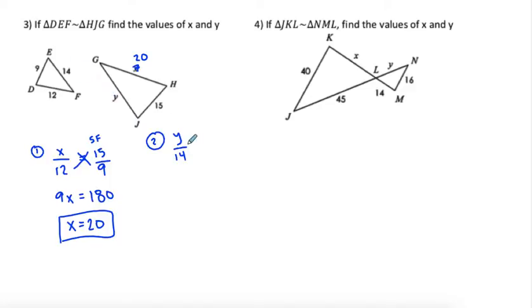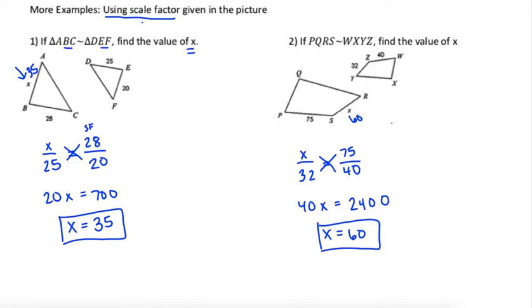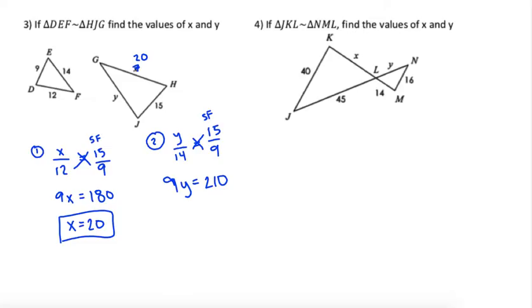I've already set up the y goes with 14, and now I'm going to use that same scale factor again. 15 goes with 9. This is my scale factor. I can use it to find any missing sides because they're all going to be equal to that. Cross multiply, I get 9y equals 15 times 14, 210. And divide by 9, and I get 23.333333. Check directions here. It should be maybe round to the nearest tenth. So I'm going to go ahead and go 23.3.